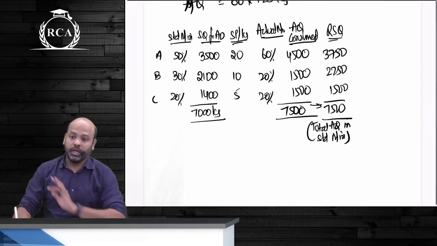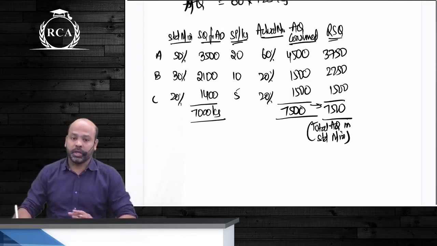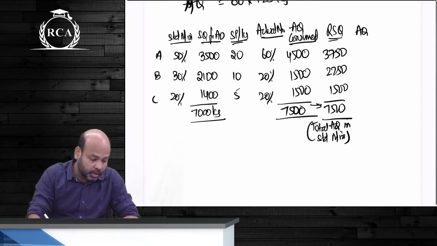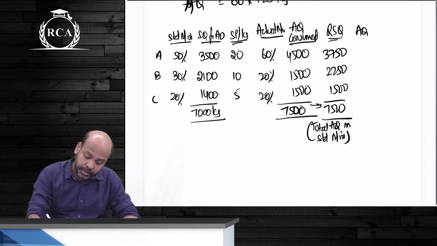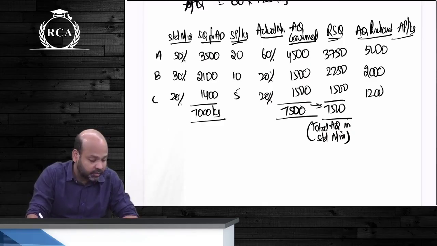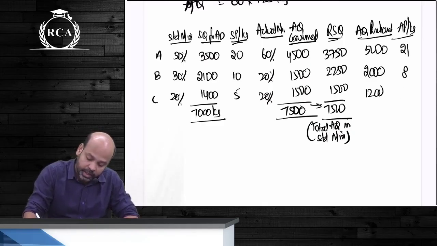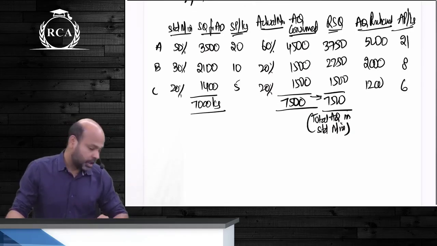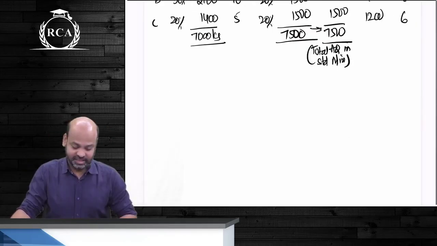These are all the values that you will be needing for computing material sub-usage variance, material mix variance, material usage variance. It is only for material price variance that you will need actual quantity purchased, which is 5,000, 2,000 and 1,200, and you will need actual price per kg, which is 21, 8 and 6. These are the details that are applicable in the given case.